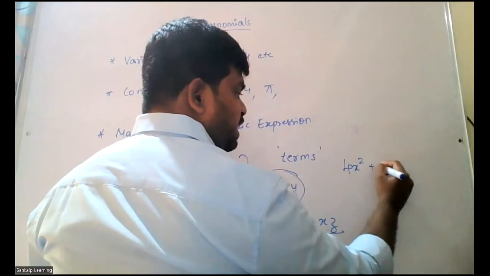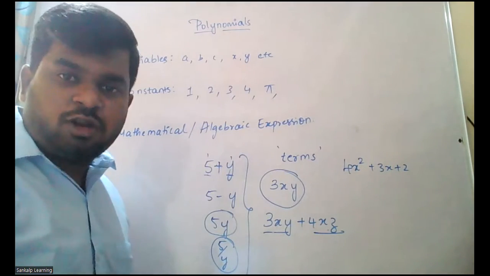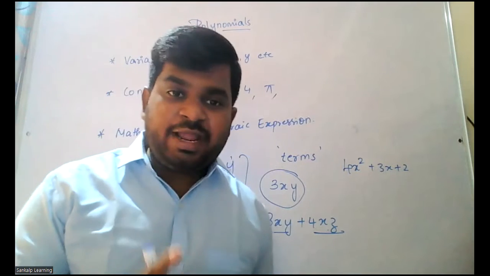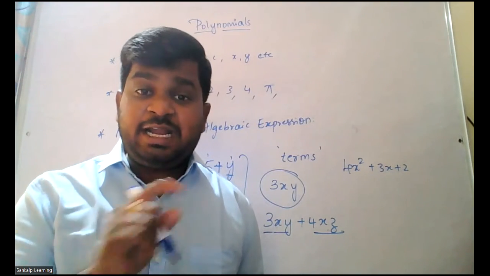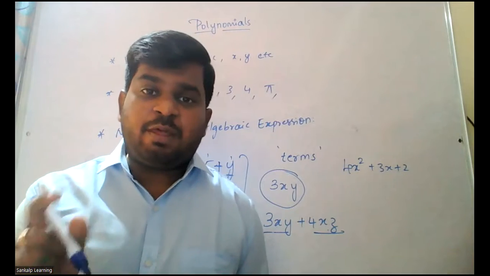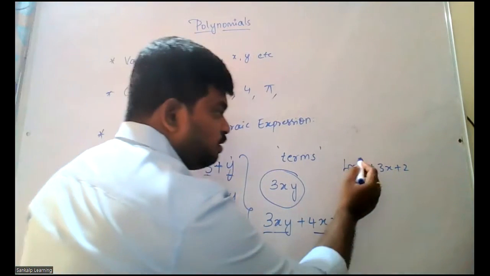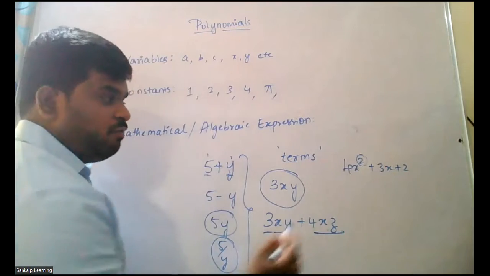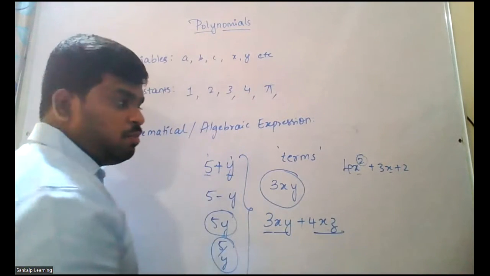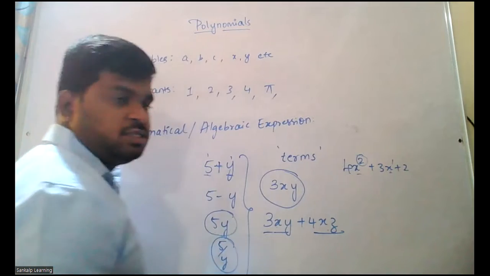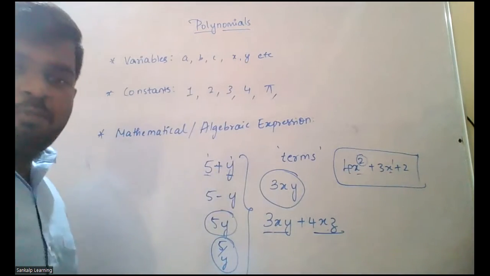For example, let's take this. The variables involved in a polynomial should have only non-negative integral powers, or I can say the powers of the variable should be whole numbers. For example, here you got 2. The variable is x, right? The power is 2. It's a whole number. Here the power is 1. It's a whole number. Therefore, we call this a polynomial.